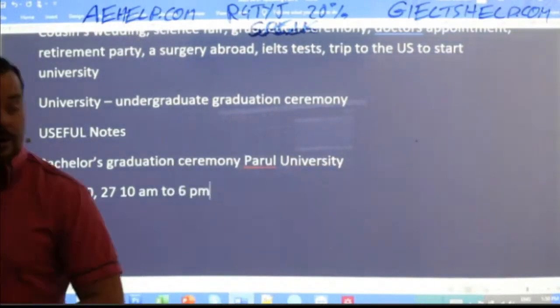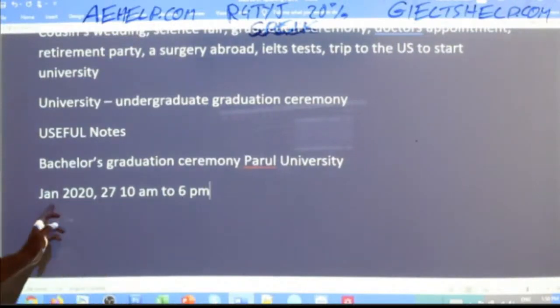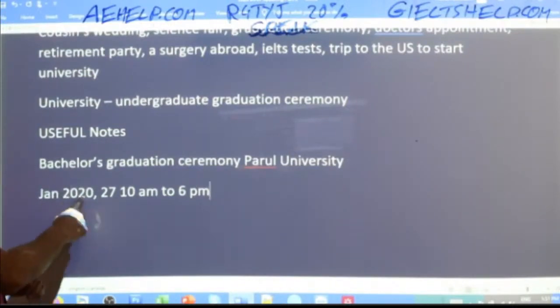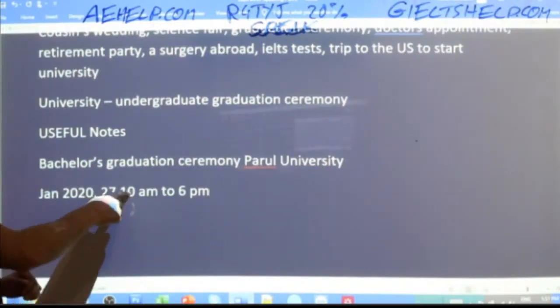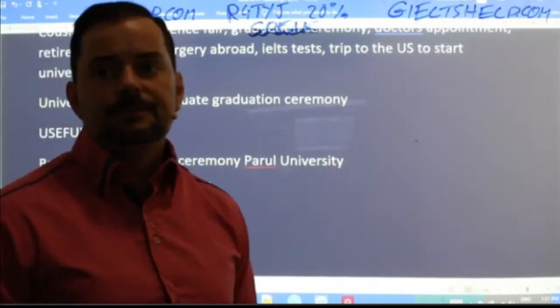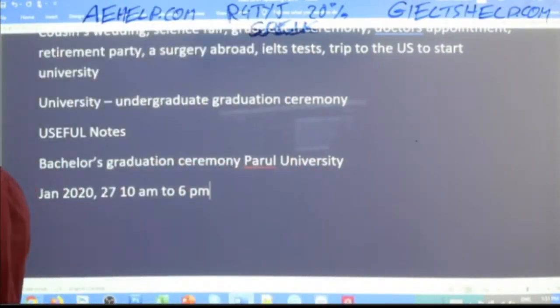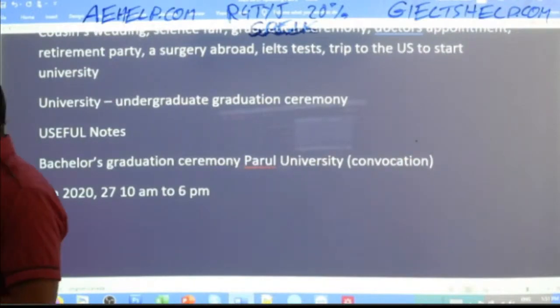So this is where writing down these kinds of quantitative details will help you a lot more than just doing January 2020. Because January 2020, you'll probably remember that. But saying something like the 27th from 10 a.m. to 6 p.m., that's where you're picking up the details, right? Okay. Janelle, very good. So convocation, right, is another way to say graduation party in university. Convocation. So you can use that to paraphrase, right? Okay, so we have what it is.